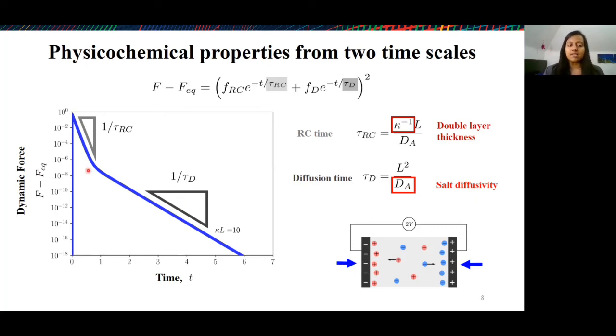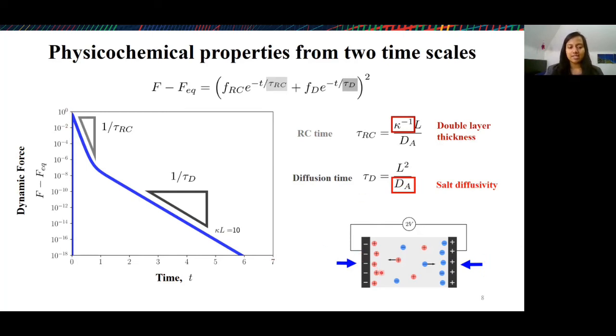Now, what we say is that from an experimental measurement of the dynamic force with respect to time, we're able to get these two different timescales. And from these two different timescales, we can extract physical properties of the electrolyte, such as the salt diffusion coefficient. So this is the gist of the theory that we developed to describe the dynamic force evolution as a function of time. And we do this for a suddenly applied voltage.